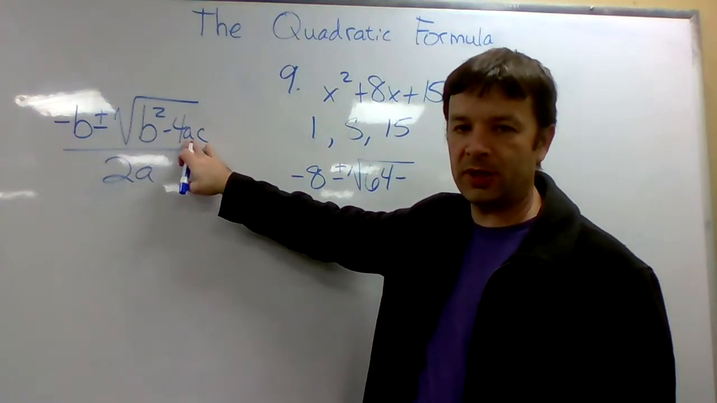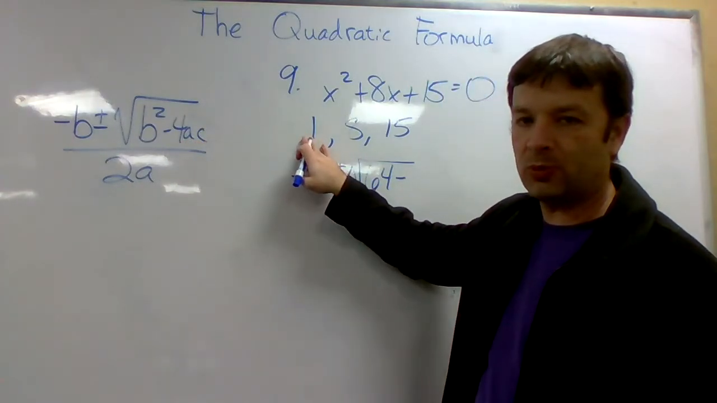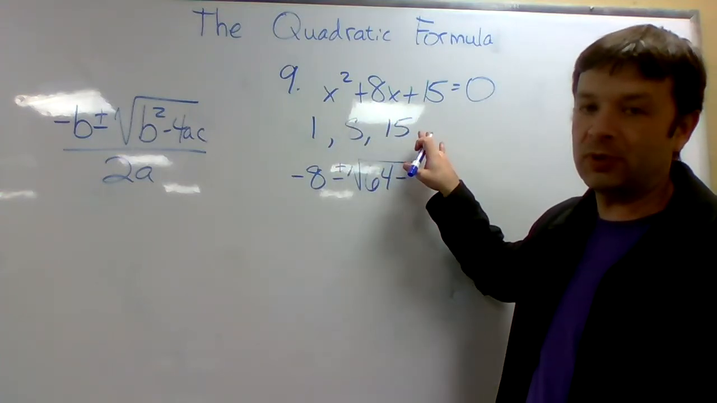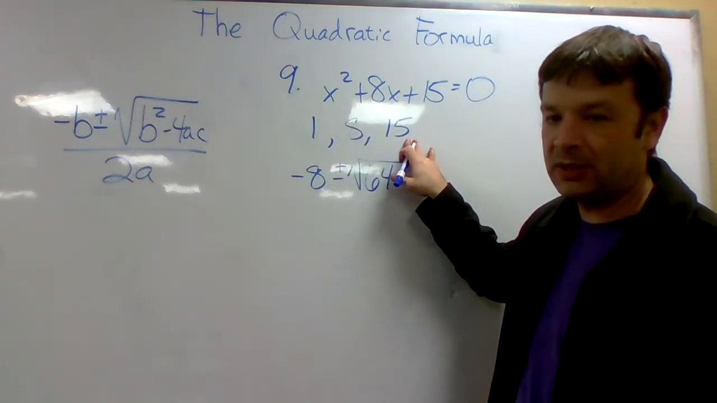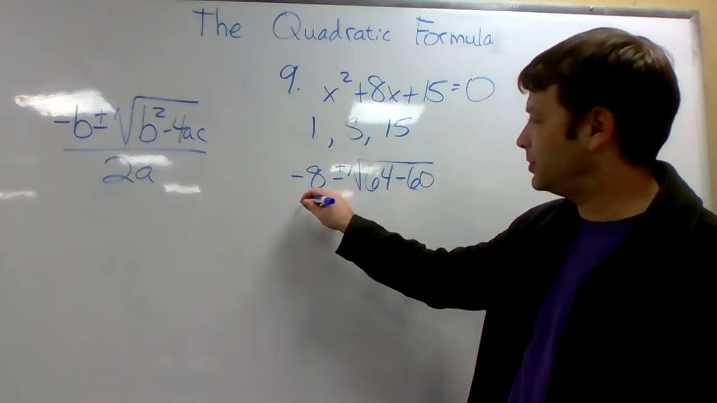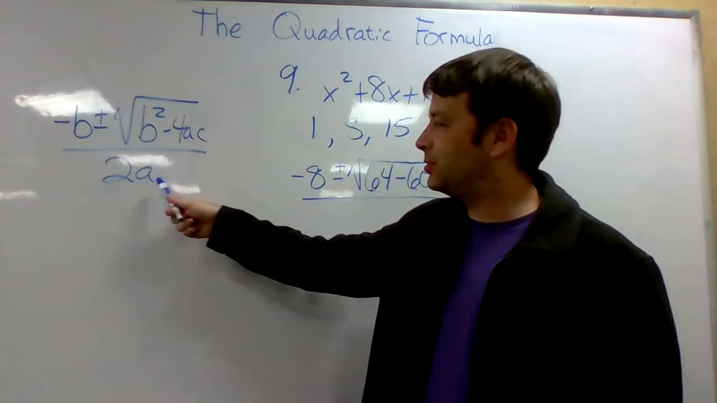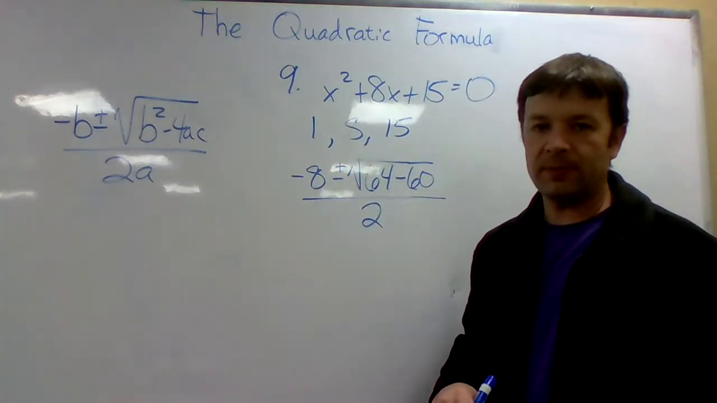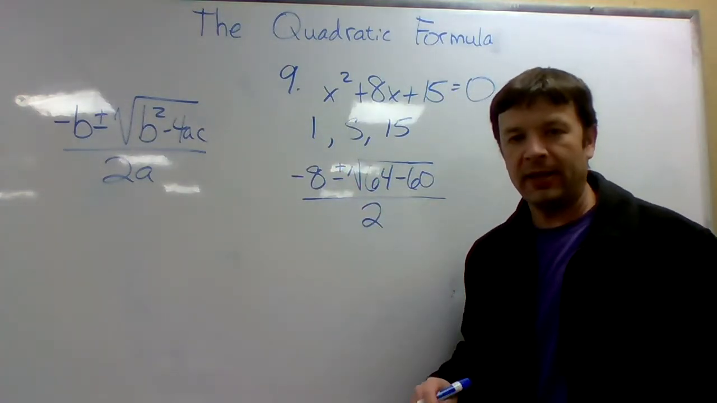What's 4 times A times C? 4 times 1 times 15. 4 times 1 is 4. 4 times 15 is 60. See, another 4 in our future. All right, over 2 times 1 is 2. Hopefully you guys got that.